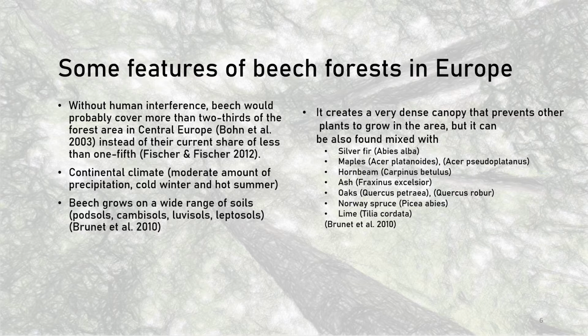We can see that without human interference, beech forest would probably cover more than 2/3 of the forest area in Central Europe. But instead, because of the human interference, the forest covers only 1/5. Mostly, beech forest is very dense and the canopy doesn't allow much light to go on the soil. And this creates mostly a forest where the beech is more present than all the other species. But when there are also other species, the ones that we can see the most are silver fir, maples, hornbeam, ash, oaks, Norway spruce, and lime.